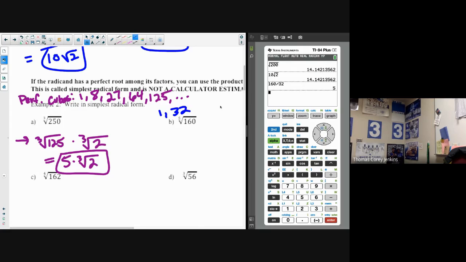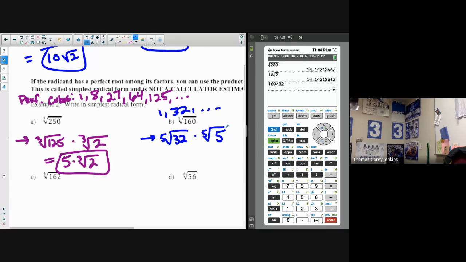We see we found our perfect 5th power. All right, so we break this down into the 5th root of 32 times the 5th root of 5.